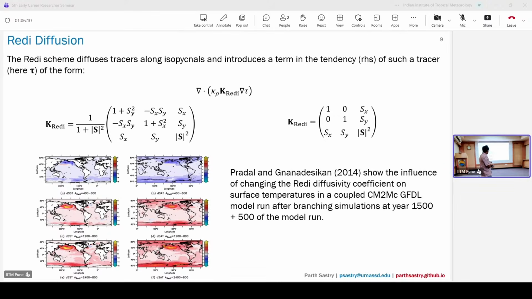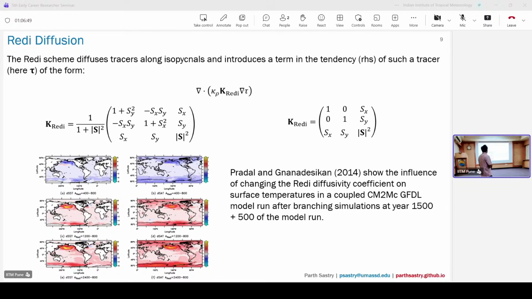This parameter, or changing this parameter, can lead to drastically different results in what your model tells you. For instance, in 2014, Pradal and Nanobasican showed how you can change the Redi diffusivity number from approximately 400 to 2400. And what exactly does that do to your sea surface temperature on the left and the surface temperature on the right? And you can see that there's a really large range of uncertainties. You can go from local cooling in the North Pacific to local heating of an order of approximately 12 degrees Celsius over a 500-year span.